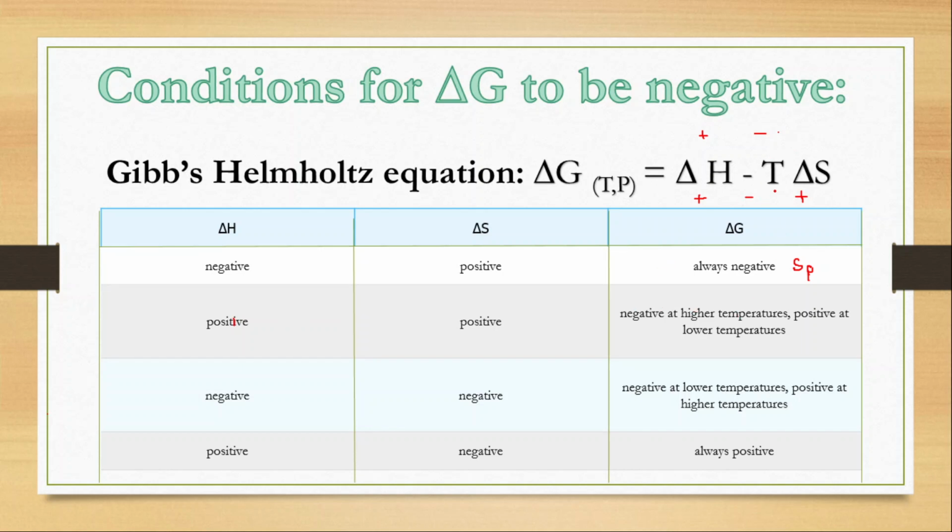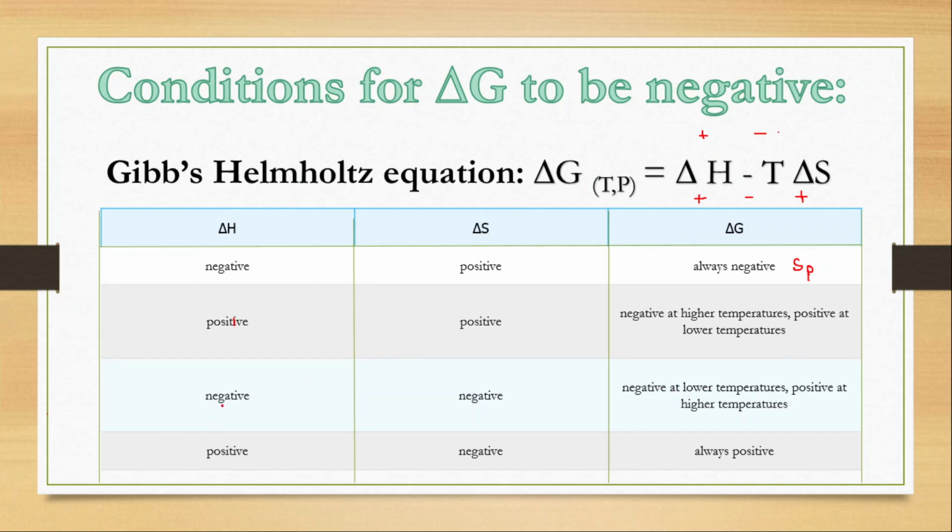If temperature is higher, it makes this entire part higher in magnitude than delta H value. Then delta G becomes negative. Clear? So negative at higher temperature and positive at lower temperature. If temperature is less, then this part becomes less. At that time delta G becomes positive, which is non-spontaneous. If temperature is higher, then this negative part becomes more and delta G becomes negative, the reaction is spontaneous. Clear?